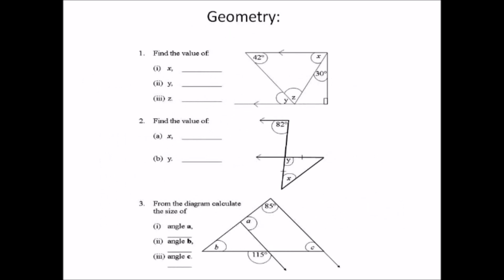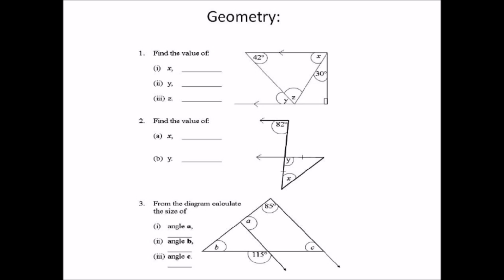Geometry now. Find the value of x, y, and z. And number 1, use the numbers that they're giving you. Use the 30 degree and the 90 degree in one, and then 42 degrees in the other. Use those numbers to help you guys find the value of x and y. For number 2, you have parallel lines cut by a transversal, so use the 82 and find x and y using that 82. You can do it.